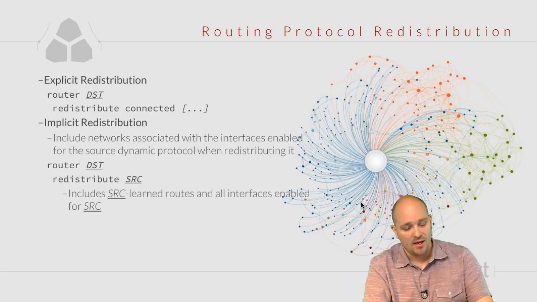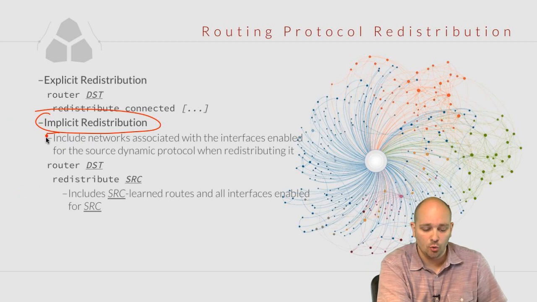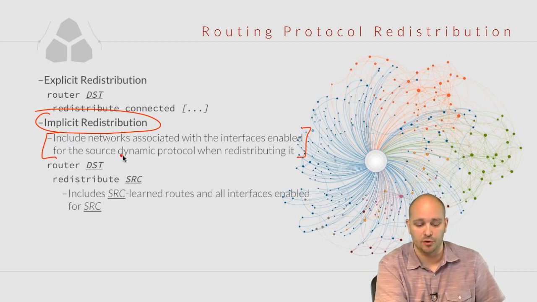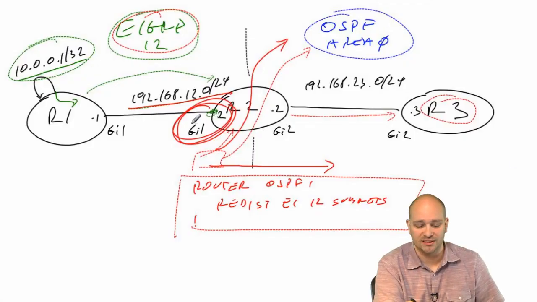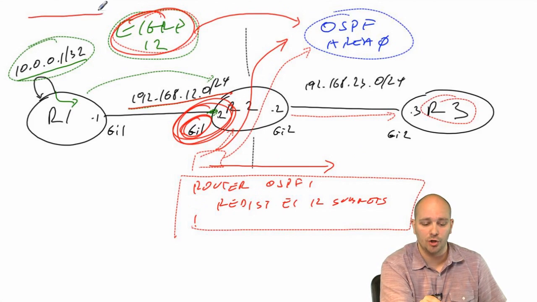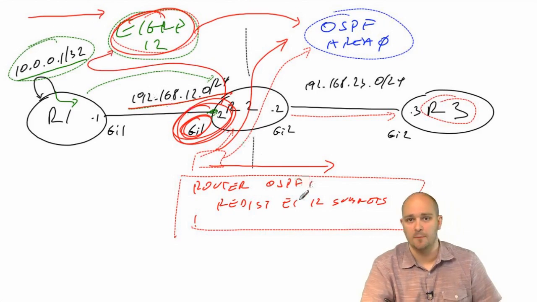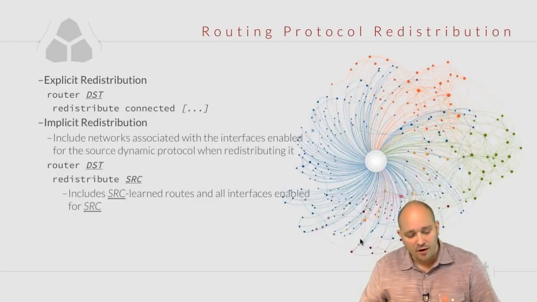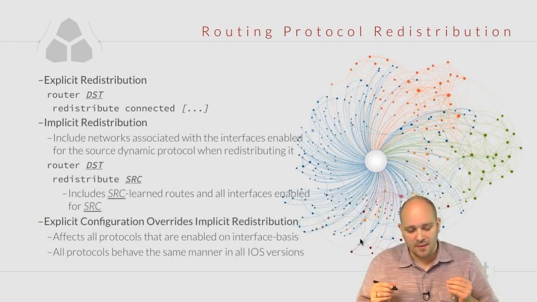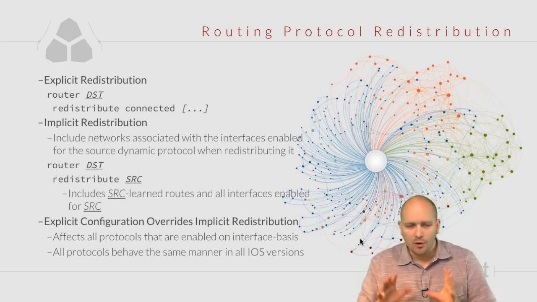Now, this is what I meant when I said that implicit redistribution of connected routes will include networks associated with interfaces enabled for the source dynamic protocol. What we had here was that this gigabit interface 1 was enabled for EIGRP, and when we said redistribute from EIGRP into OSPF, not only the learned routes in that process were redistributed, but also the connected routes associated with these interfaces. It is also very, very important to understand that this is going to be overridden by the explicit redistribution command. Now, what does that mean?